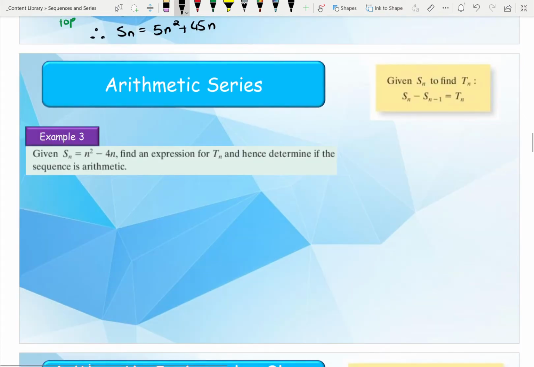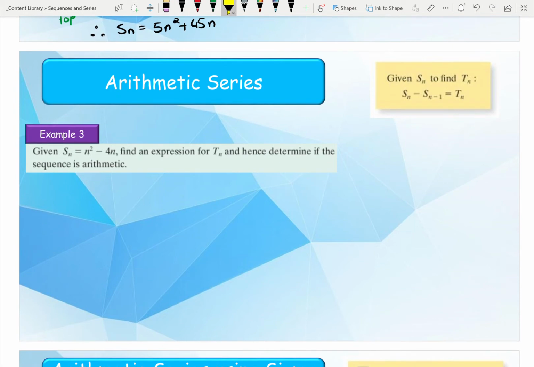So looking at example 3 here, we have another rule to apply, which is given Sn to find Tn, that means we know that Sn minus Sn minus 1, so the sum up to one term minus the sum up to the term before, will give me Tn. So this is going to be a nice bit of algebra revision here, because it says given that Sn is equal to n squared minus 4n, find an expression for Tn. So I have Sn, but I need to know Sn minus 1. And just to note, guys, this formula is not in our log tables, so this is one we need to know.